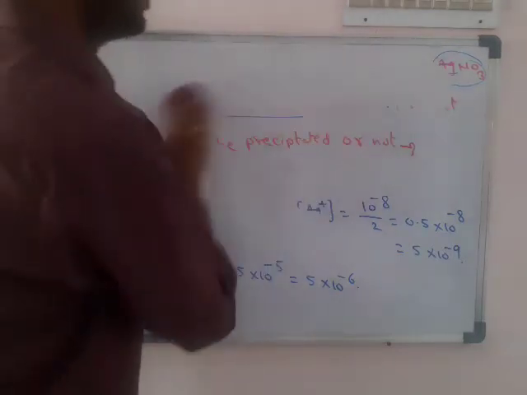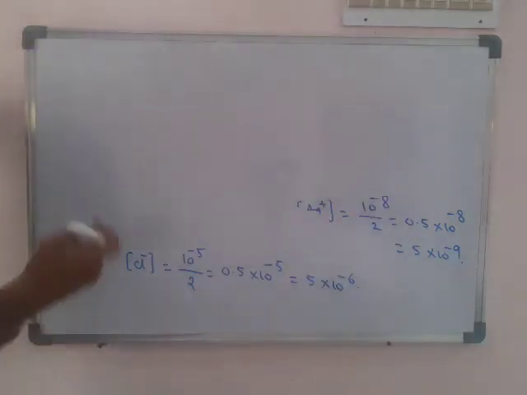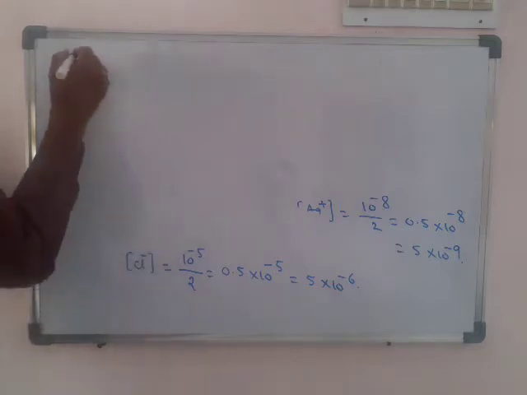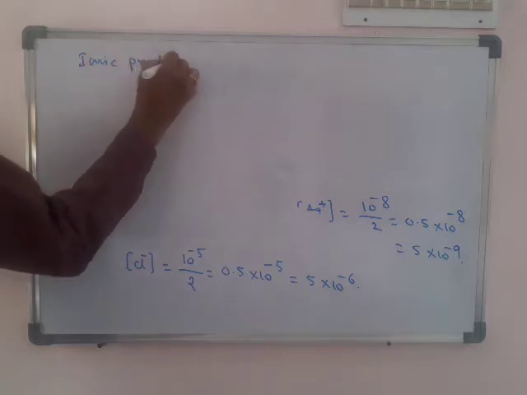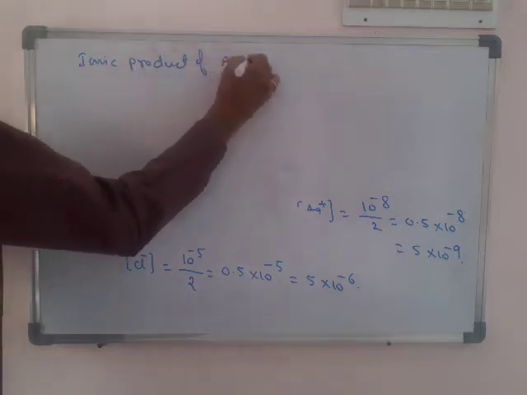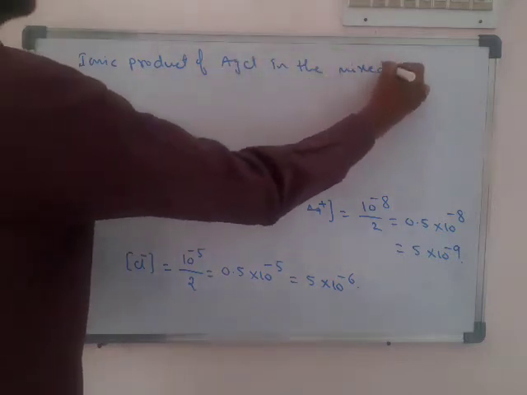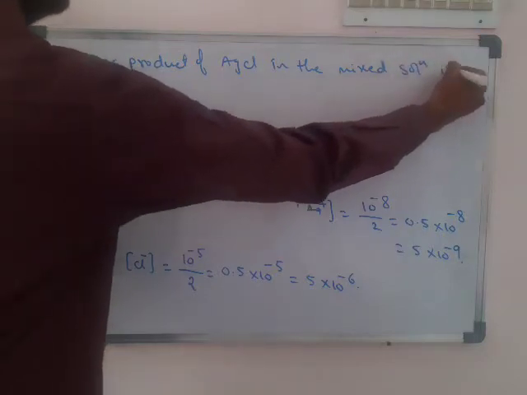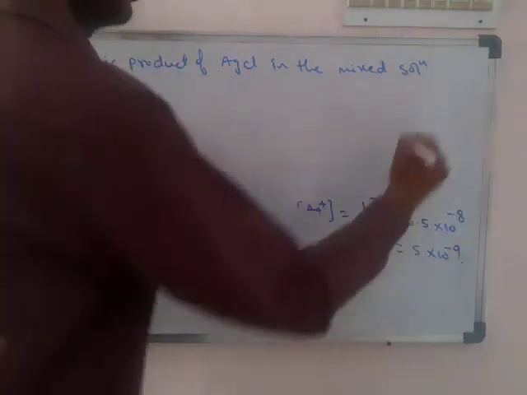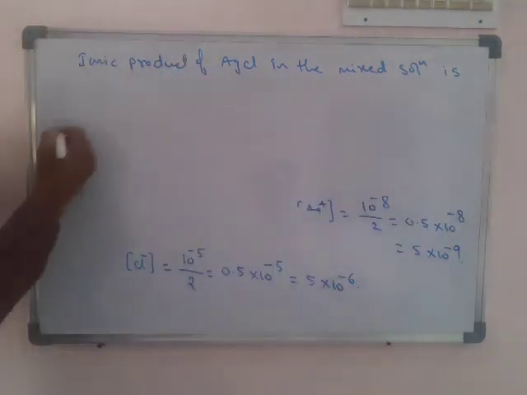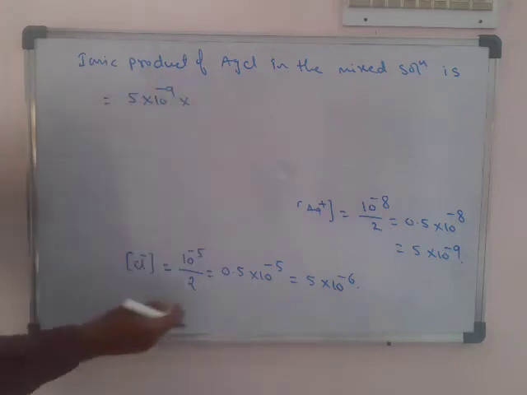We have to compare the solubility product, Ksp, and the ionic product. So the ionic product of silver chloride in the mixed solution is, that's important, okay. In the mixed solution, the ionic product is Ag plus times, what is the Cl minus?